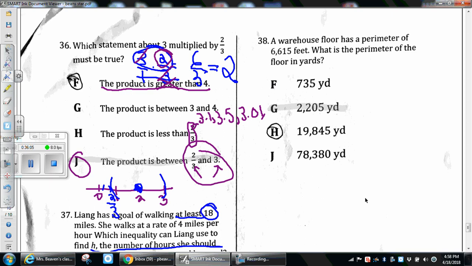Okay, let's go to the last question, 38. So a warehouse floor has a perimeter of 6,615 feet. What is the perimeter of the floor in yards? Oh, conversion. Okay, so for this problem, we know that 1 yard, and I believe that is on your formula sheet, 1 yard is equivalent to 3 feet.